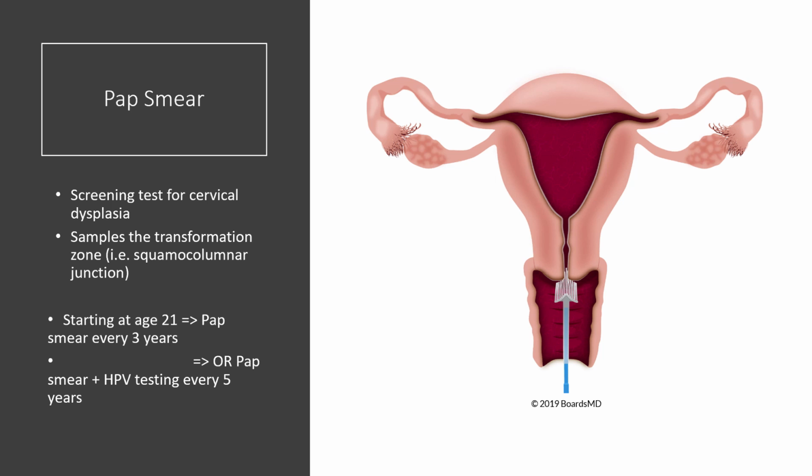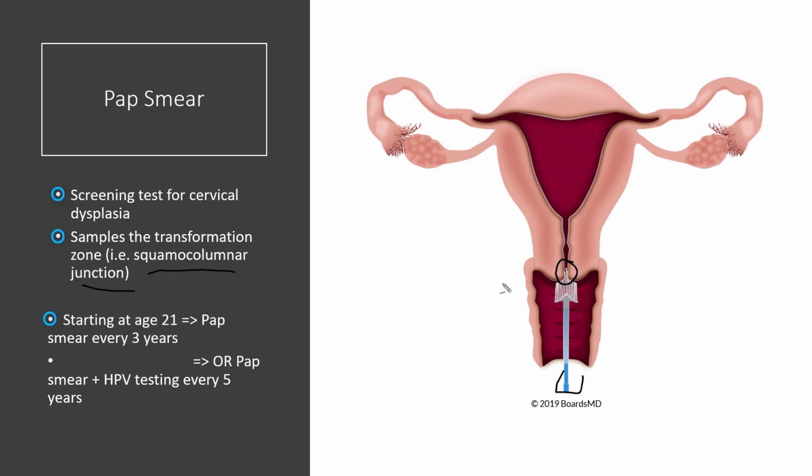First up, we have the pap smear, which of course is a screening test for cervical dysplasia. The pap smear is going to sample the transformation zone, which is located at the squamocolumnar junction between the cervix and the vagina. This can be appreciated on the right-hand side of the presentation, where you can see that we have this classic pap smear brush, and it is sampling from the transformation zone located here at this junction between the cervix and the vagina, known as the squamocolumnar junction.